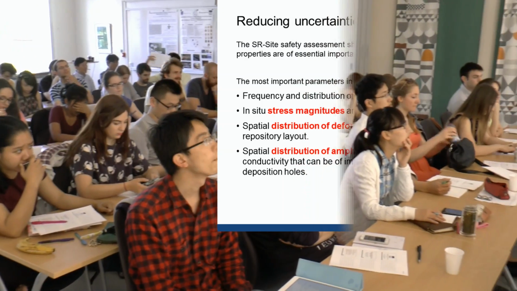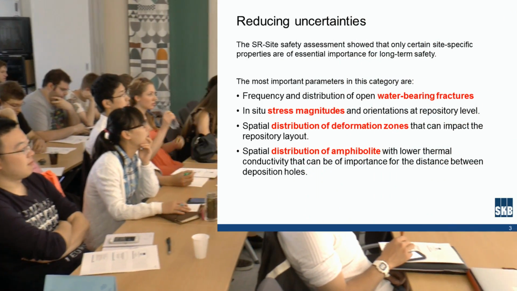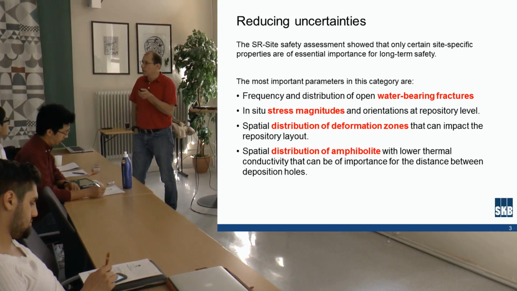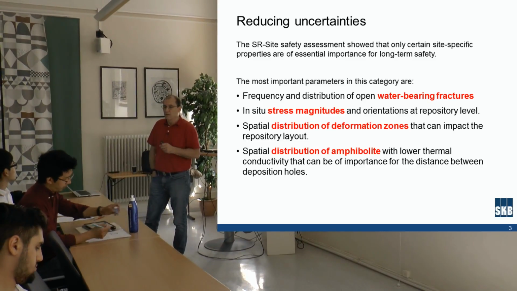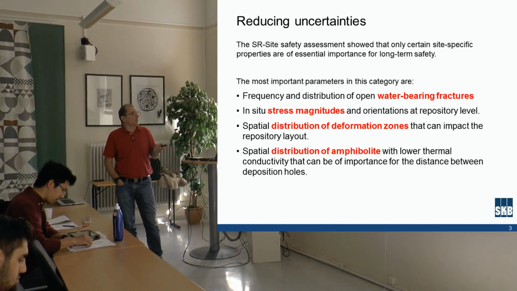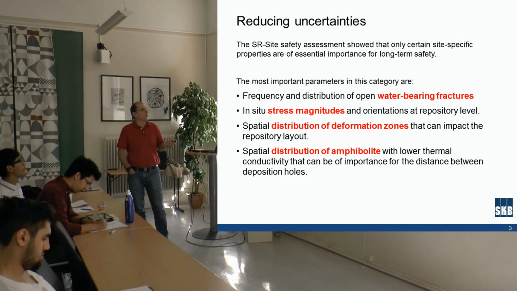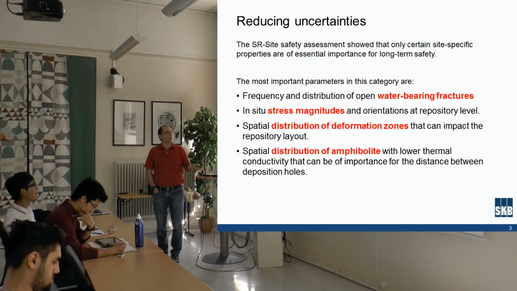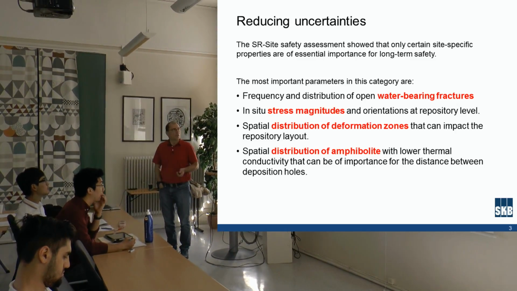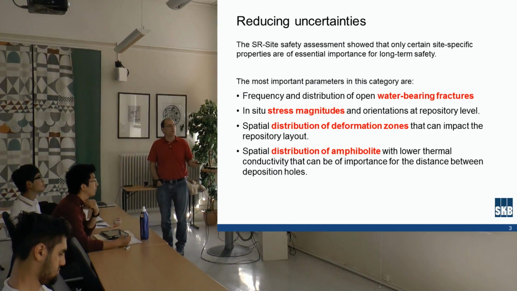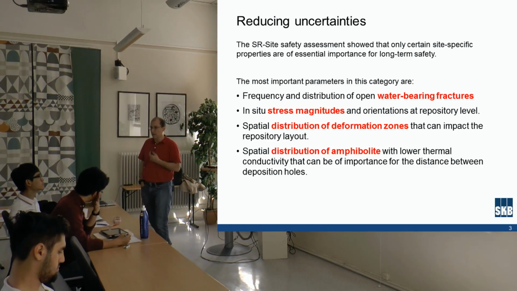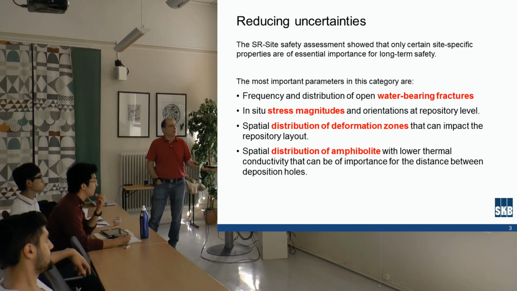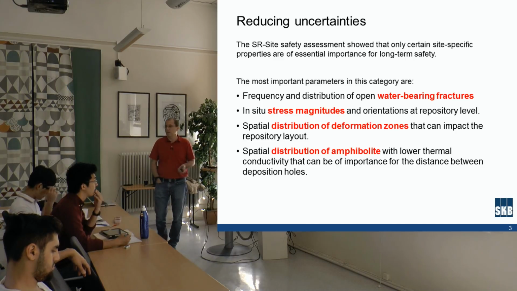We need to know the uncertainties, and from the safety assessment, you had some lecture about safety assessment, I think. From the safety assessment, the most important uncertainties were the distribution and frequency of water-bearing fractures, the stress magnitude, distribution of deformation zones that can impact the layout, and the distribution of amphibolite. I'm going to talk about these things because they are linked together.